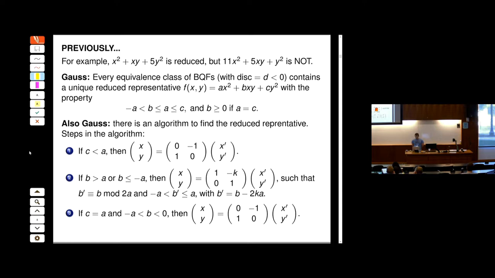Okay, also previously, we were reducing forms. We were trying to classify what classes of forms there are. Gauss did it: there is a reduced form in every equivalence class of binary quadratic forms. And not only that, Gauss also gives you an algorithm to go from some binary quadratic form to the reduced form, and those were the steps, and there are exercises about doing that.